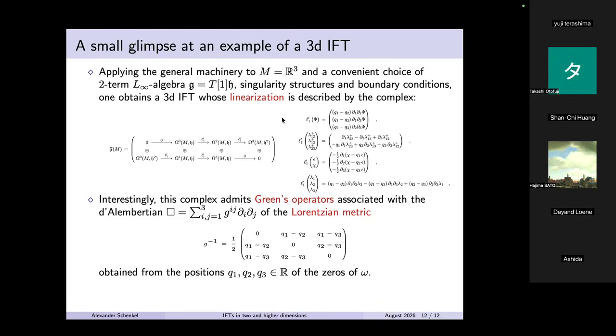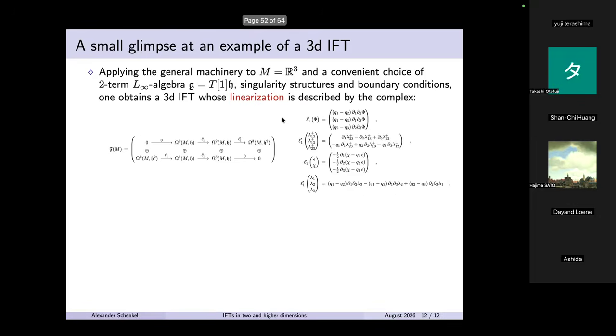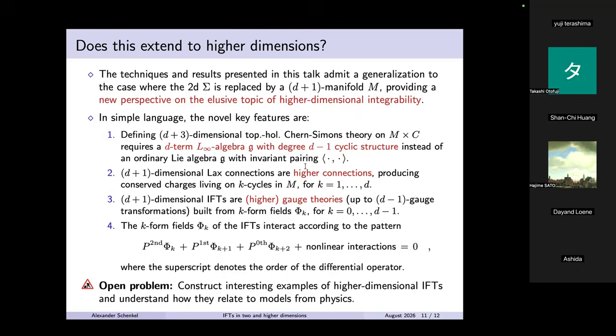So in the two-dimensional case, if we have a flat connection, we get a conserved charge, but in higher dimension, now we have an element of a general L infinity algebra. Then how to get a conserved charge? Okay. The Lax connections here in higher dimensions are also flat connections, but flat higher connections. So one has to be careful here.